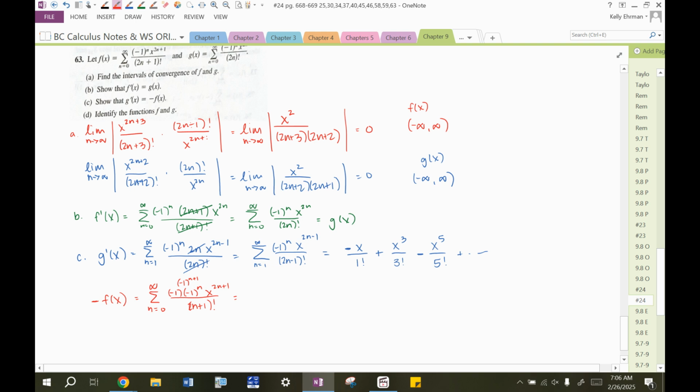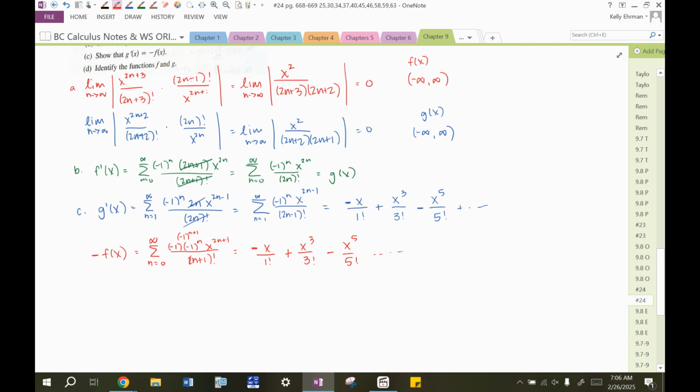So if you start at 0, you get negative x to the first over 1 factorial. And then if you plug in 1, you get plus x to the third over 3 factorial. See how it's the same thing? Minus x to the fifth over 5 factorial. Dot, dot, dot. So they are the same thing.